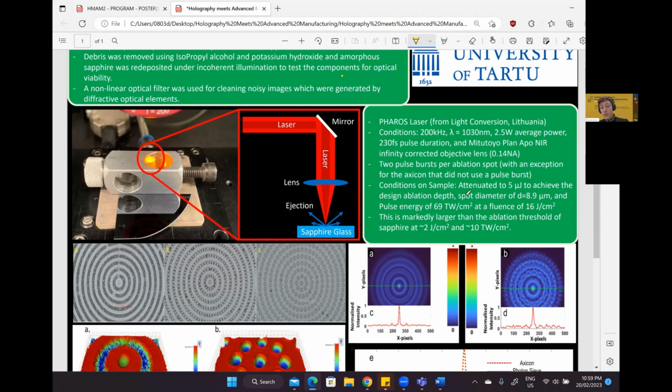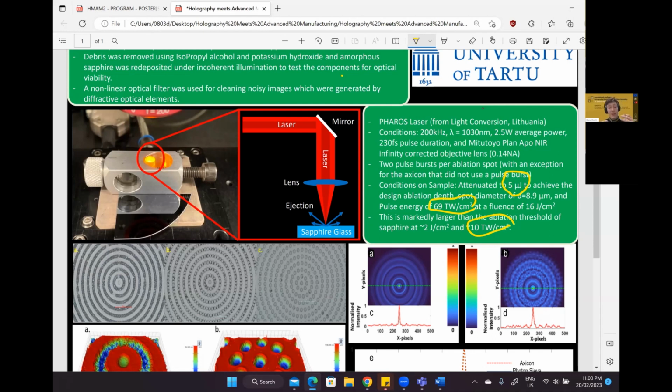In fact, we used a 5 microjoule beam to ablate the sapphire, which translates to 69 terawatts per centimeter squared. Now, you might be wondering, what's that in reference to other things? Well, the ablation threshold of sapphire, essentially the minimum terawatts per centimeter squared that you need in order to get ablation, is about 10 terawatts per centimeter squared. And for reference, in the greater scheme of things, if we compare that to other explosions on Earth, which would occur at about 2,000 terawatts per centimeter squared, that's the sort of energies that we're dealing with. So it's quite a lot.